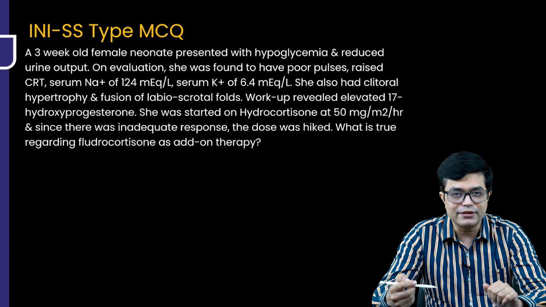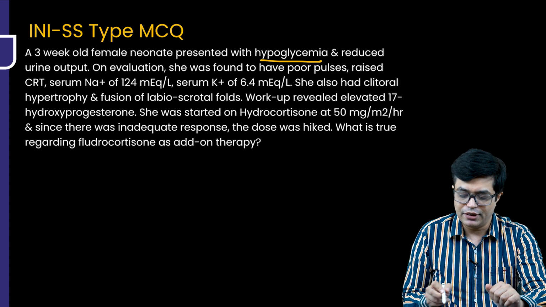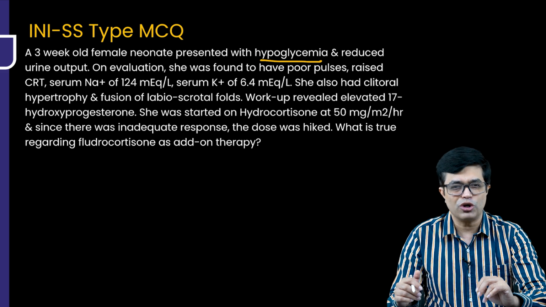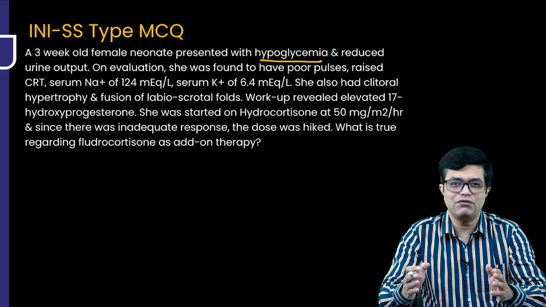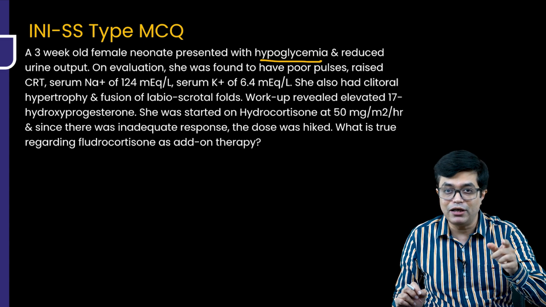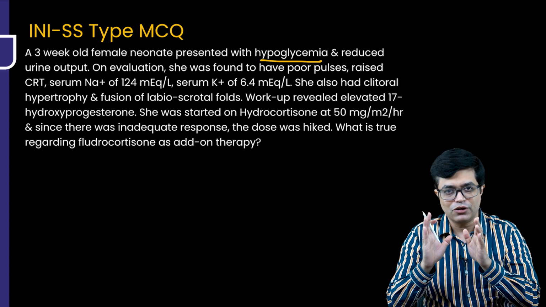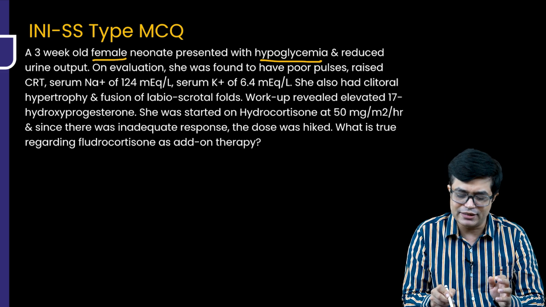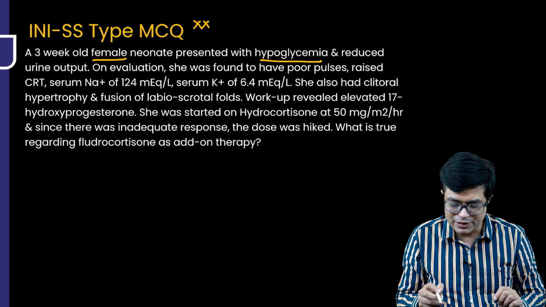So the question says there is a 3-week-old female neonate who presented with hypoglycemia. In a patient where disorders of sexual differentiation or CAH are being discussed, the gender is very important. If the examiner says female like gender, then we are not sure. But if the examiner says female or male, then you have to be clear that the genotype of the patient is what is mentioned here. So if they say 3-week-old female, we have to assume that it is an XX genotype which is being talked about, right? So let's see what the examiner says.